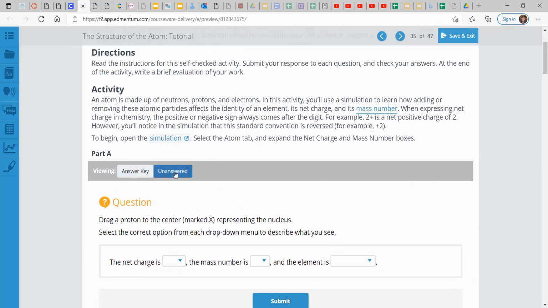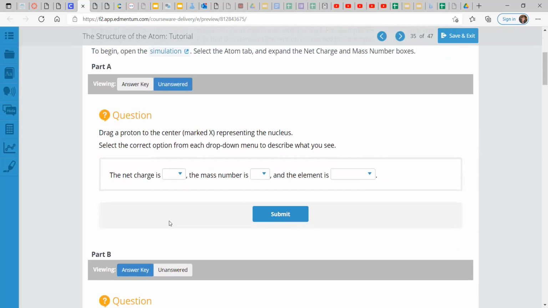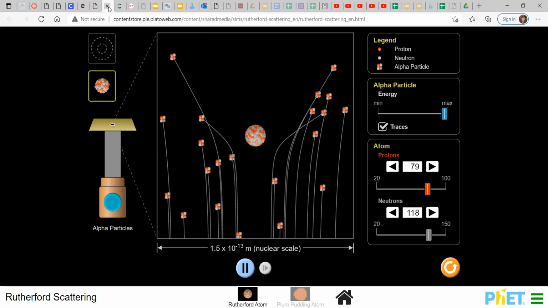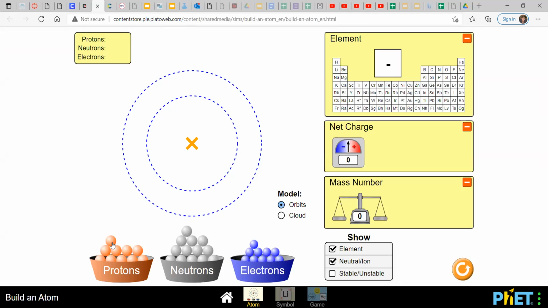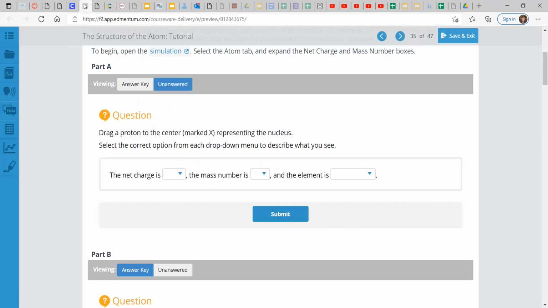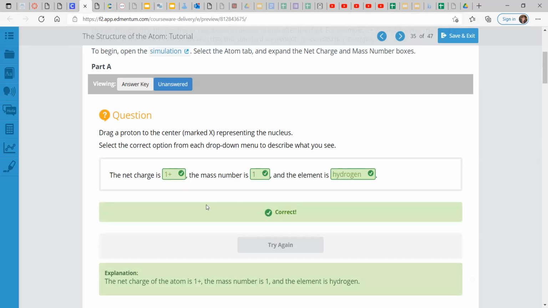So question 1, part A. Drag a proton to the center, marked X, representing the nucleus. Select the correct option from each drop-down menu to describe what you see. Let's check it out. 1 proton. Okay, it looks like we have a net charge of +1 and a mass number of 1. Hydrogen.